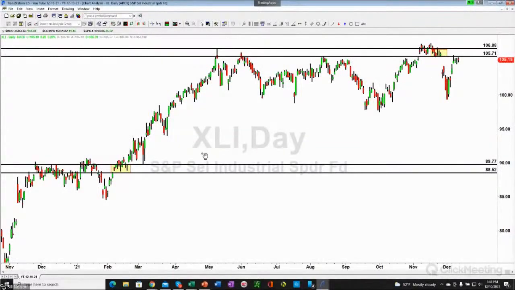So XLI is similar to the Dow, with some greater diversity, some different components. And so we see the chart looking a little bit different. In this case, the chart is telling us a really good discount and a probable entry point, should we see a correction, is down here at $90 a share, from 90 to 88.50.